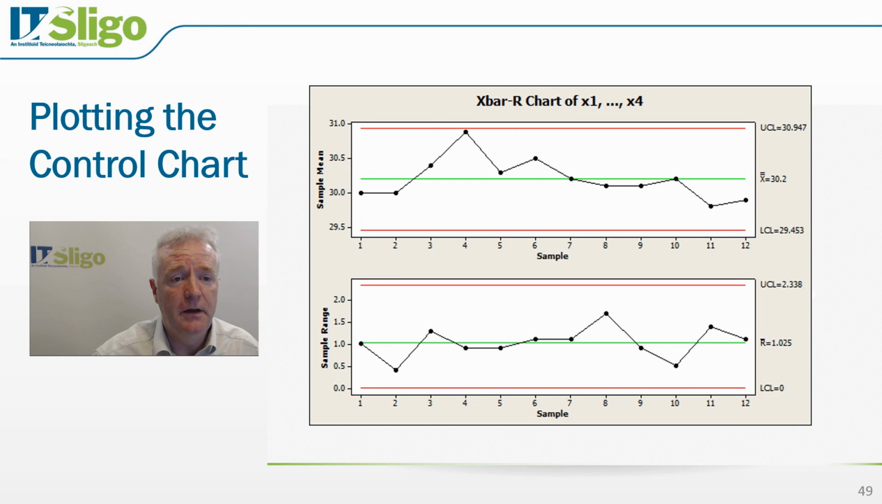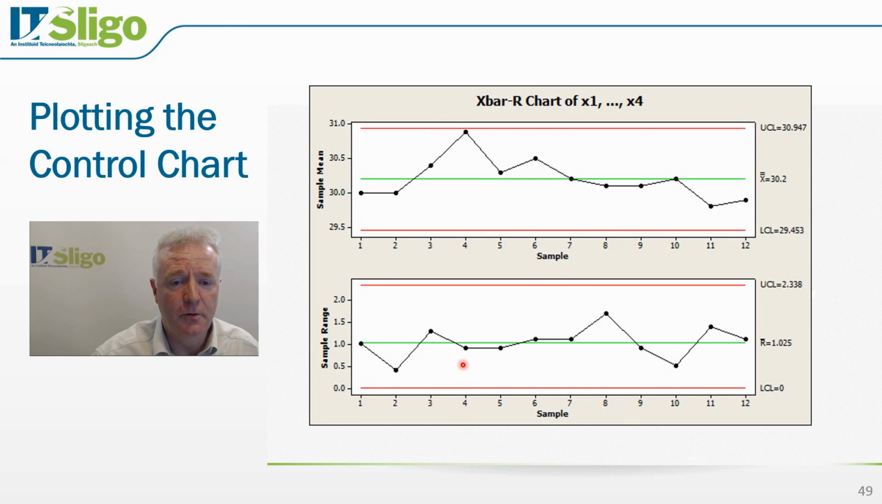Here we see our completed control chart. On top we have our X-bar chart and at the bottom we have our range chart. We see the upper and lower control limit on our X-bar chart and we see the upper and lower control limit on our range chart. We then plot the X-bar and R values for each of these subgroups. In total we have 12 subgroups.